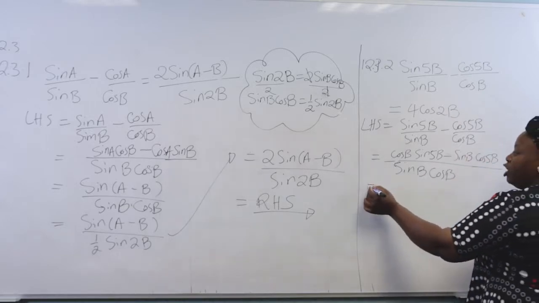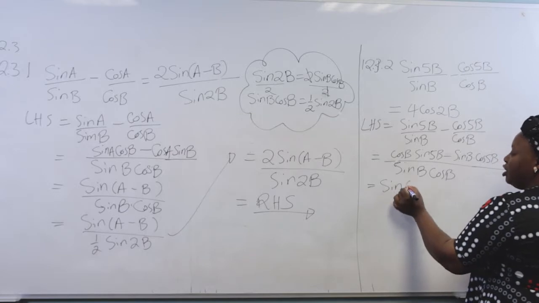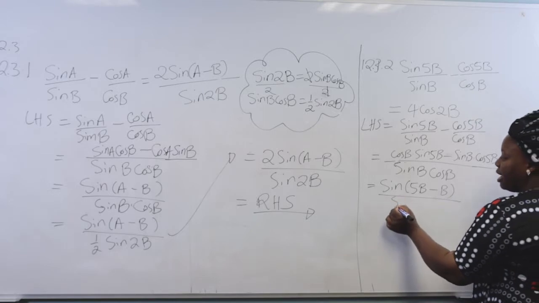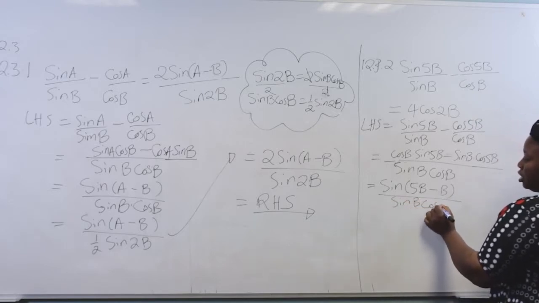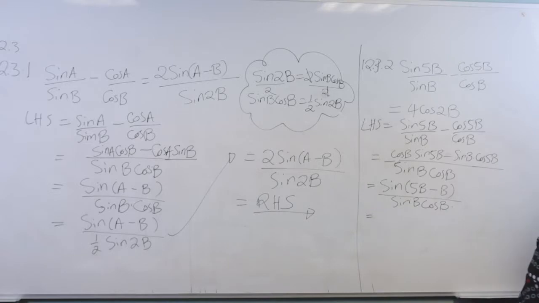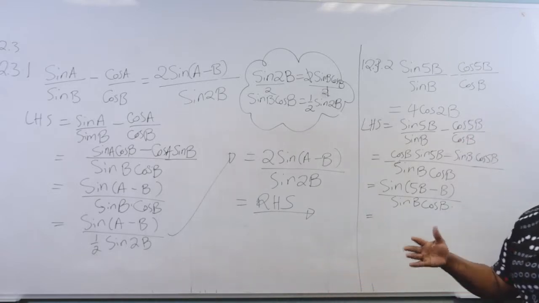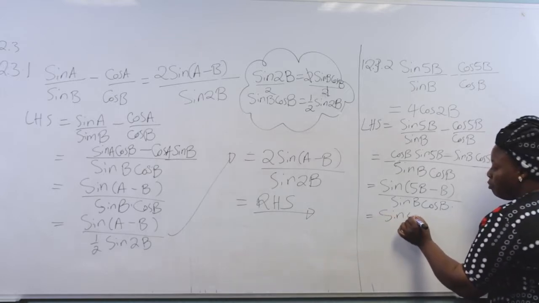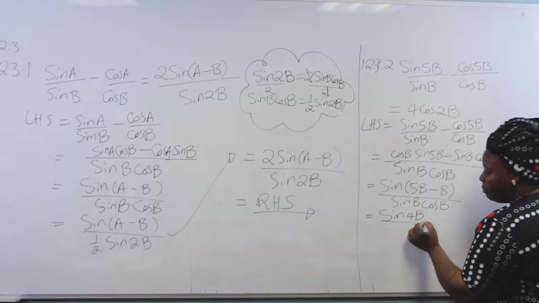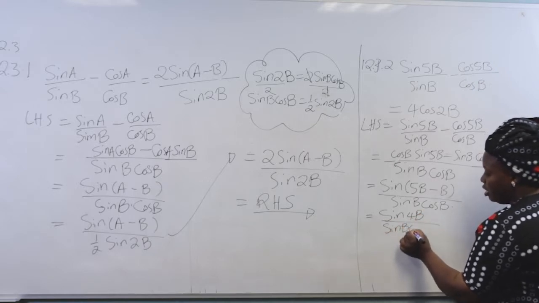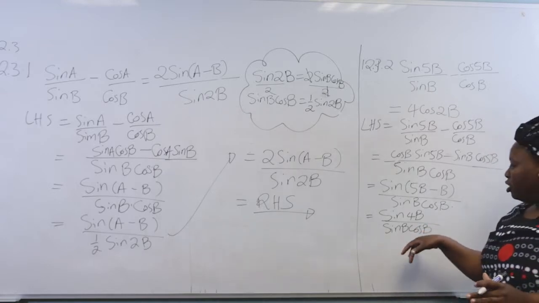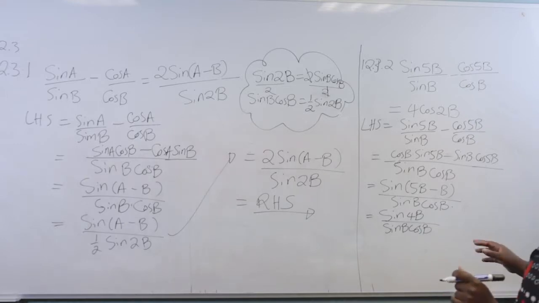How do we take it back? We just say this is sine of (5B minus B), divided by sine B cos B. Now, what is 5B minus B? Remember, B is the same angle in this case, so it's going to give us 4B. So it means we are going to have sine of 4B divided by sine B cos B. We are kind of somewhere there because we have 4, so it's making us feel happy. But it doesn't really give us what we want.